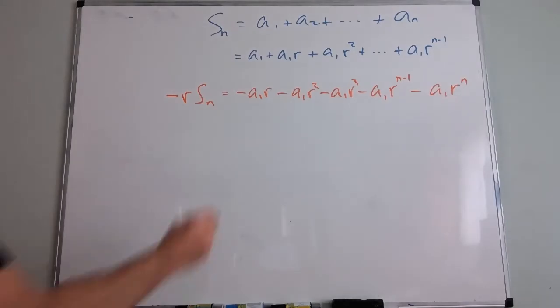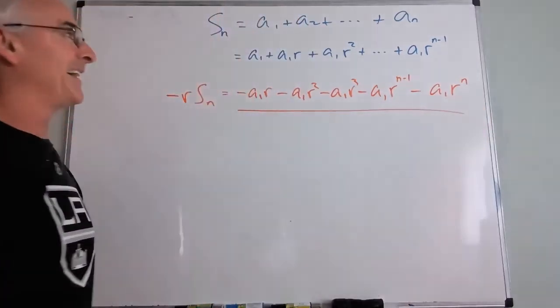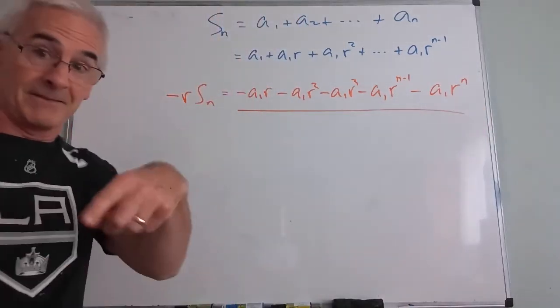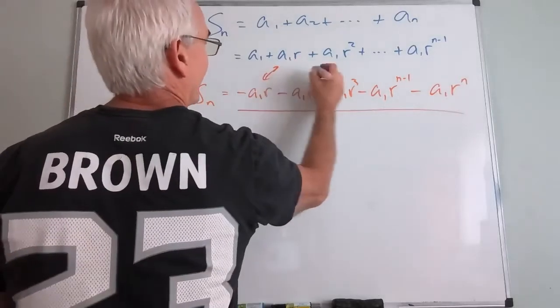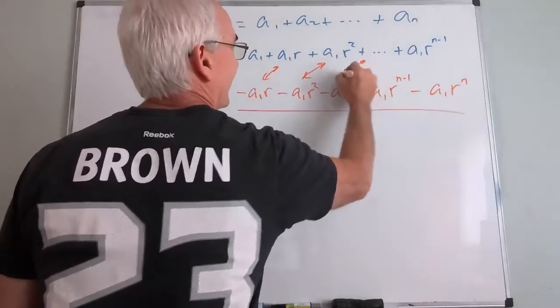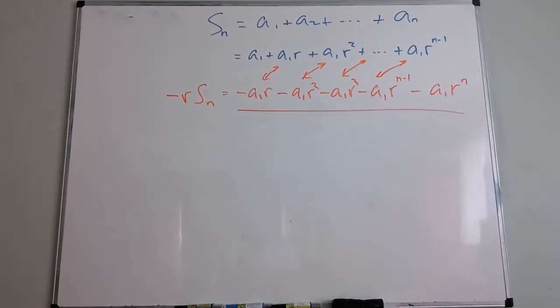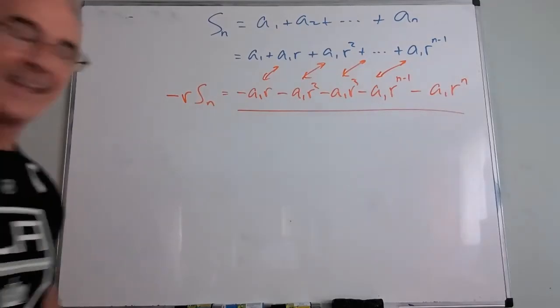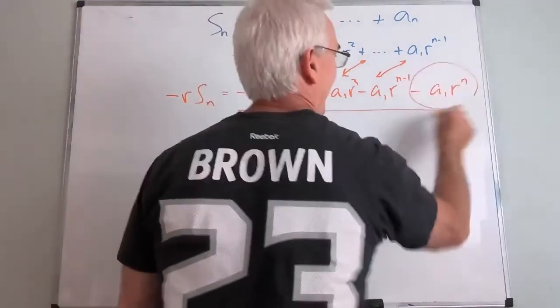So you can factor out the R. Not factor out. But now you can add them. What happens when I add them? You see it? Does everybody see it? If I add them, every single thing is going to cancel except that one and that one.